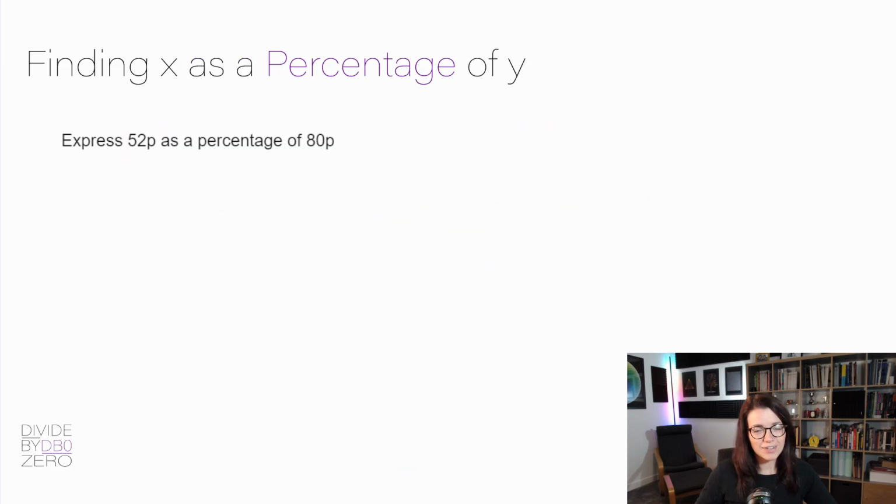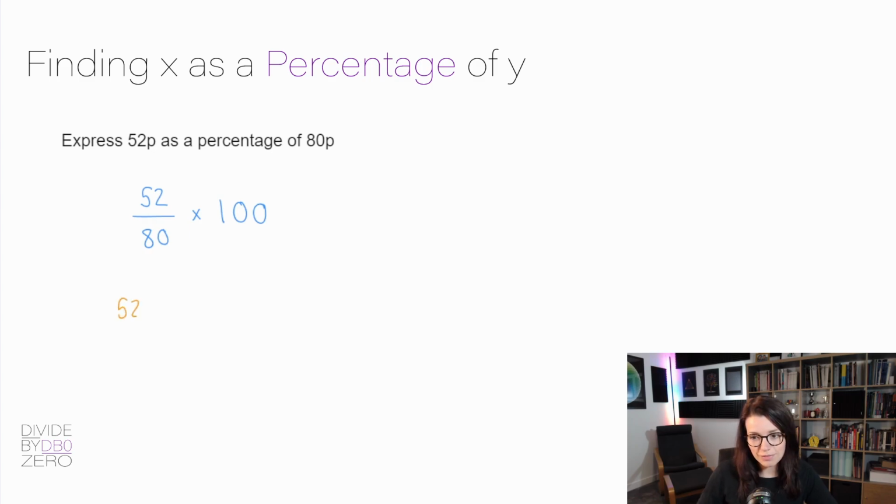The next idea is finding x as a percentage of y. So for example, let's say we wanted to express 52p as a percentage of 80p. To do that, you take your 52 and you make it as a fraction over 80. You then multiply that fraction by 100. Let's say we were doing this in a non-calculator paper. So let's work this out.